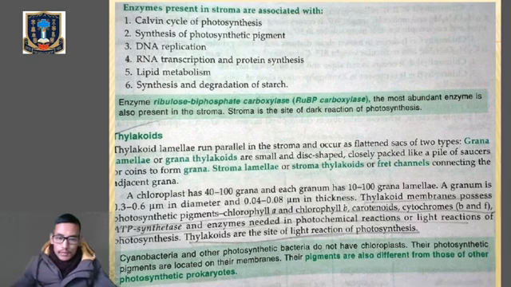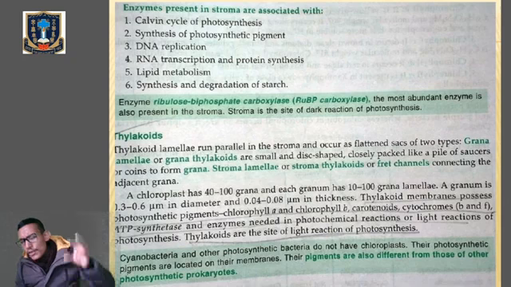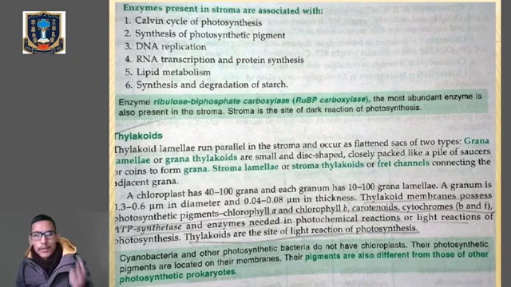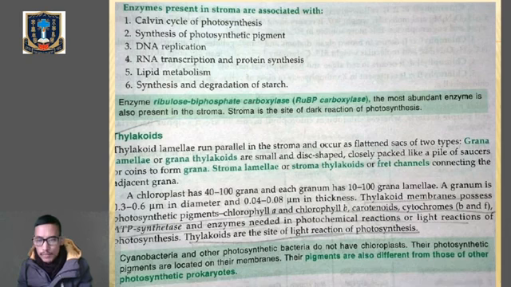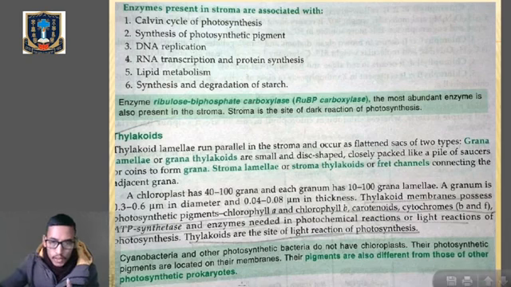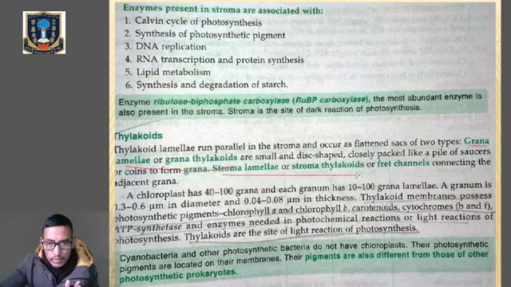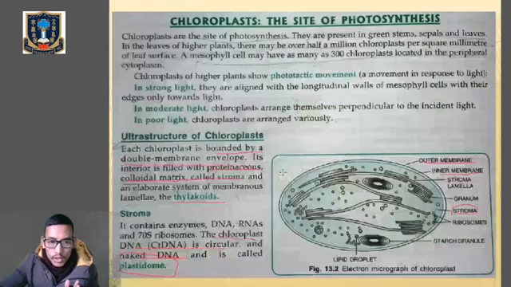Clear? Now let's talk about thylakoids. Thylakoid lamellae run parallel in the stroma and are divided into two types. Listen very carefully. Number one, grana lamellae or grana thylakoids, and number two, stroma lamellae or stroma thylakoids, also called frets channels. So which one is the grana lamellae?